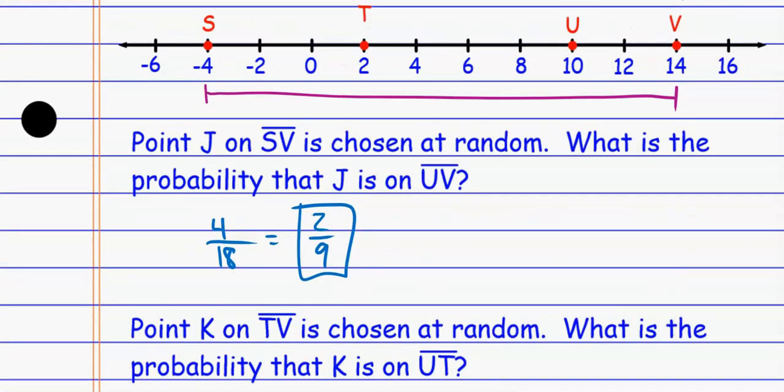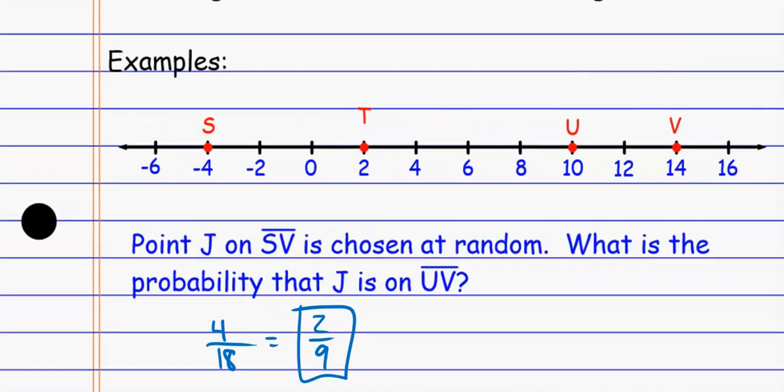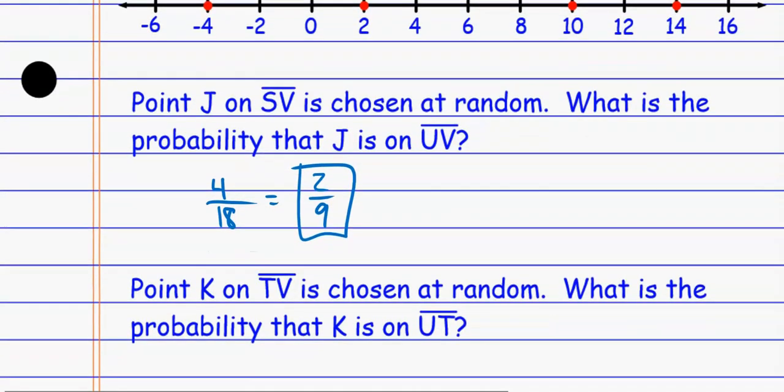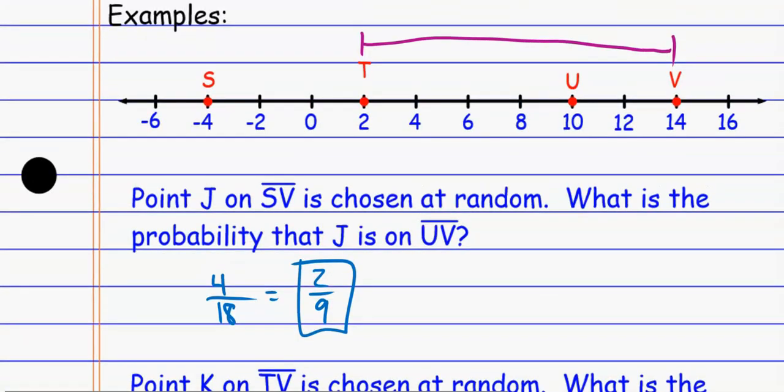It says point K on TV is chosen at random. So TV, let's scroll back up a little bit, sorry. TV is from here to here. So I'm choosing at random, I'm going to land somewhere on there, okay? And I want to know the probability of K being on UT. Well, UT would be from here to here. And so again, if I think about getting what I want, it's landing anywhere from T to U.